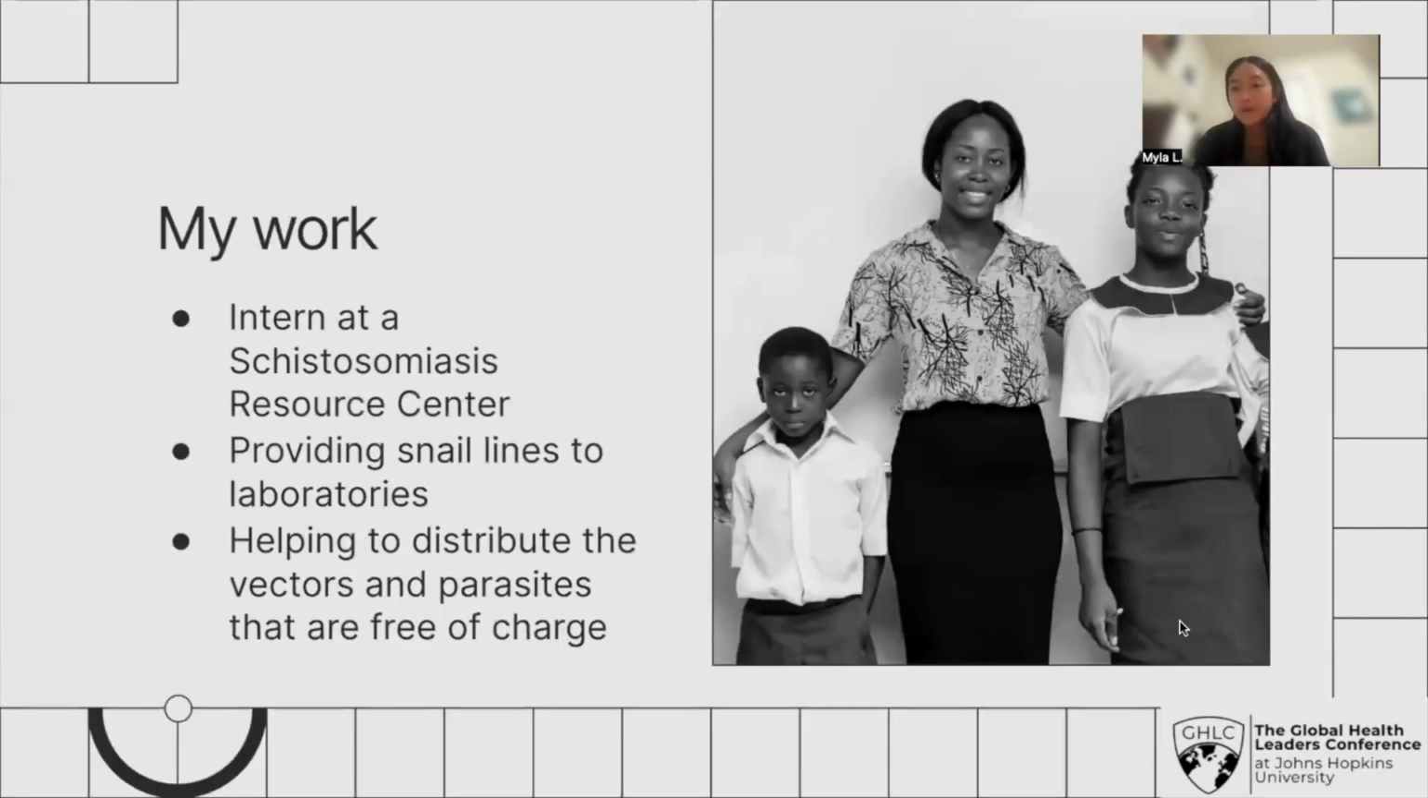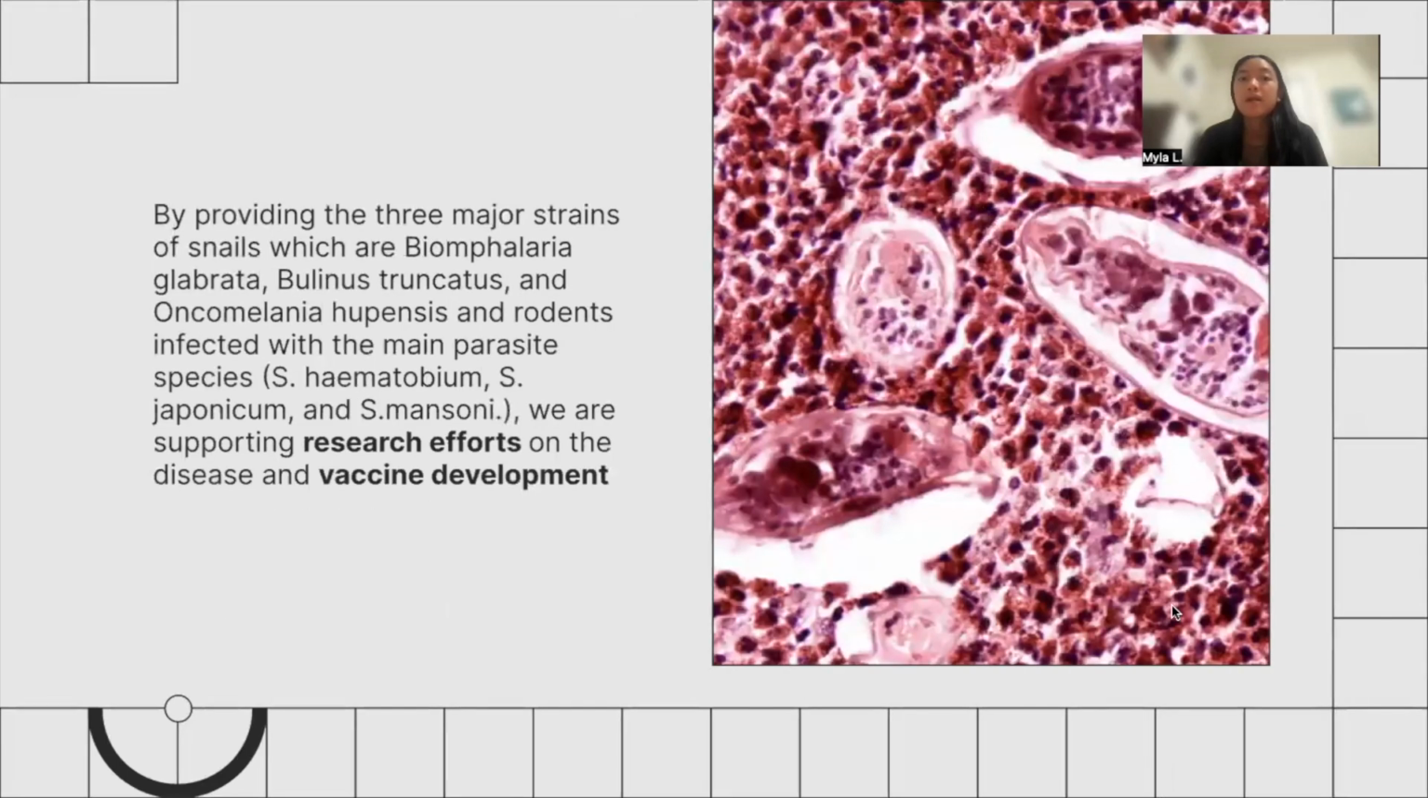I wanted to mention my work as an intern at a Schistosomiasis resource center because we are providing snail lines to laboratories, and we are helping to distribute the vectors and parasites free of charge to these laboratories. By providing the three major strains of snails, which are Biomphalaria, Bulinus, and Oncomelania, as well as rodents infected with the main parasite species, Schistosoma haematobium, japonicum, and mansoni, we are supporting research efforts on the disease and vaccine development.